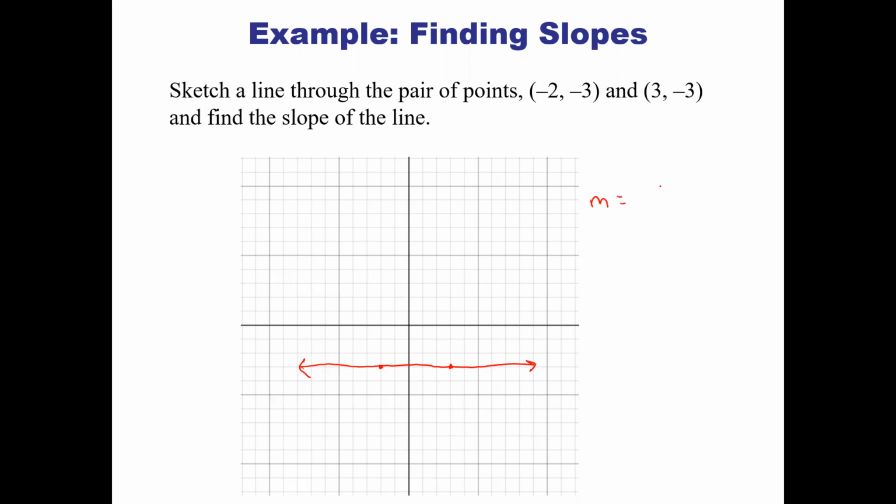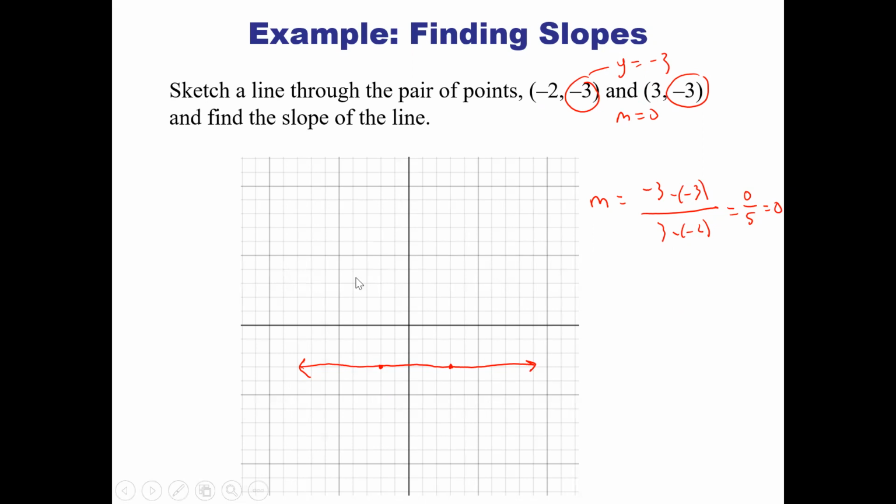So y2 is going to be -3, and then minus a -3. And then we have 3, and then on the bottom, we have minus a -2. So that becomes -3 plus 3, which is 0, over here we have 3 plus 2 is 5. And in either case, we get slope is 0, which is what we would expect because we have the same y and just different x's. And so that usually means that we're going to have a slope of 0. And we're going to get the equation y equals -3 for our actual equation of our line.